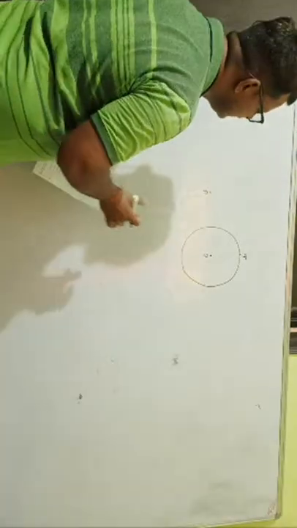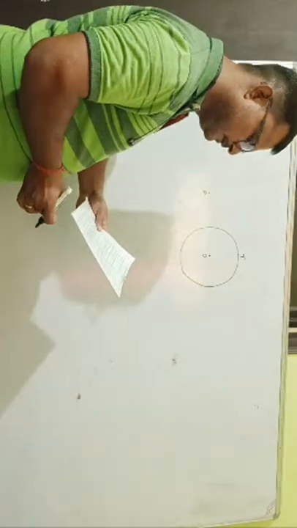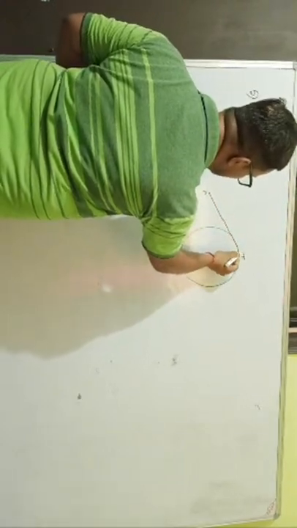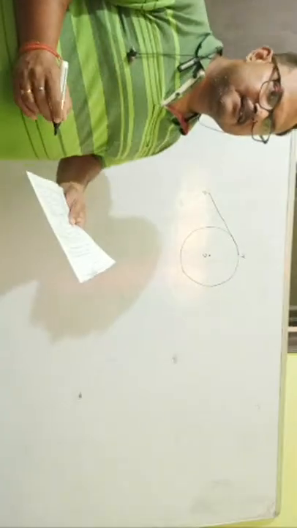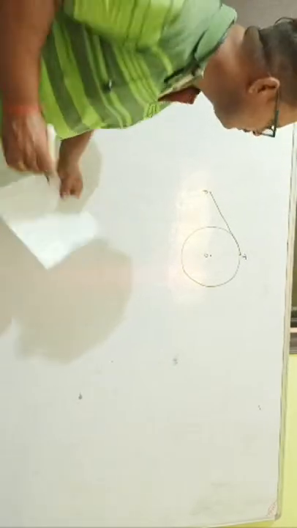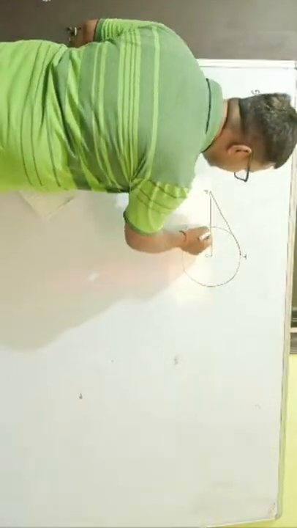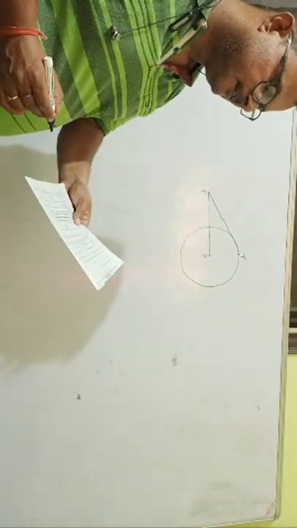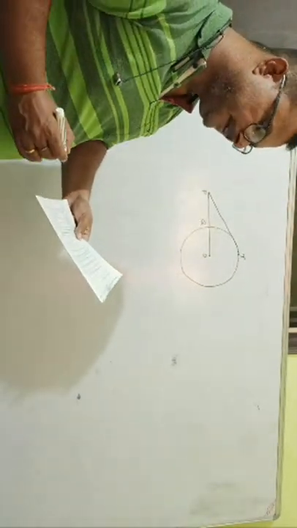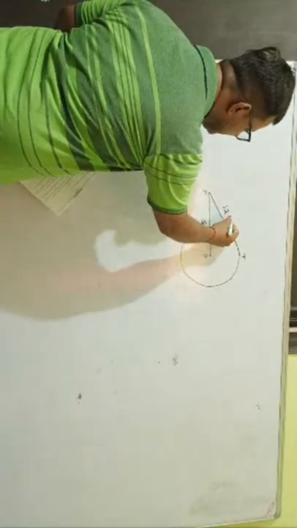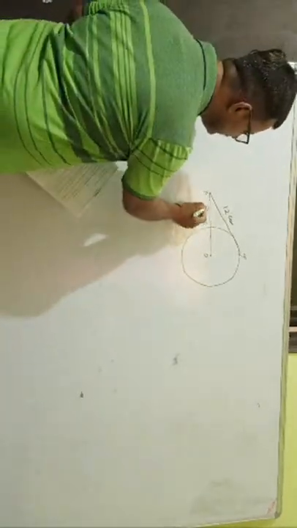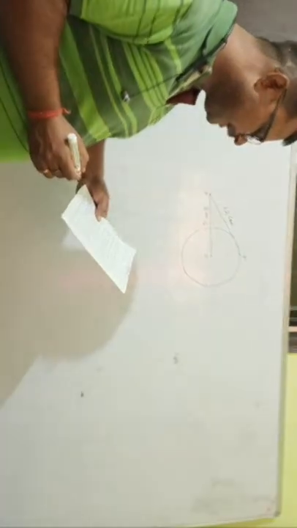PT is tangent to C. C means here the circle. If I am drawing here, PT is the tangent and C is the circle. C is the name of the circle. Assume that OP intersects the circle at Q at this point. If PT is 12 cm and PQ is 8 cm, then find the radius of the circle.